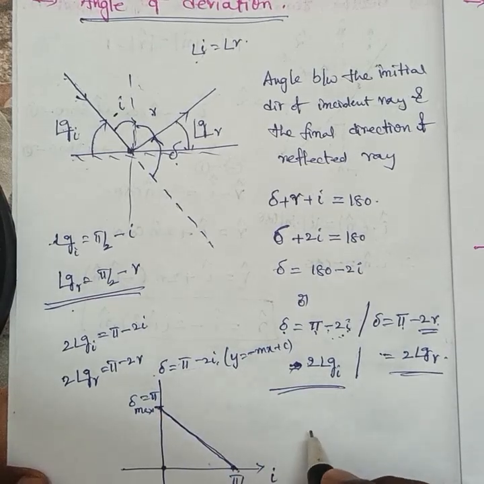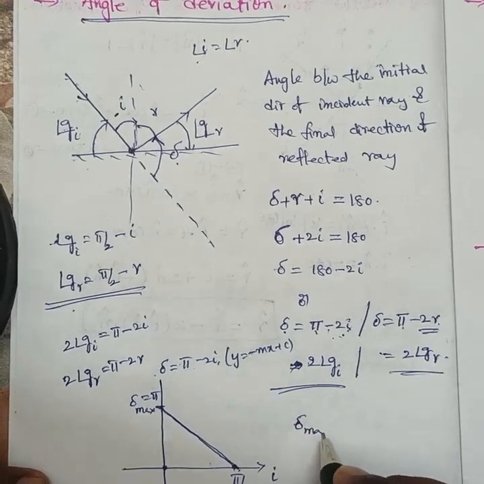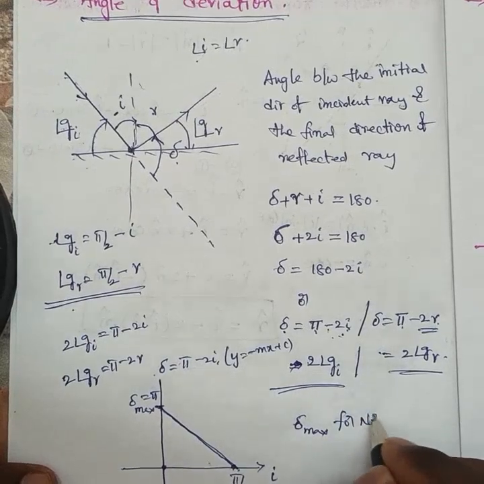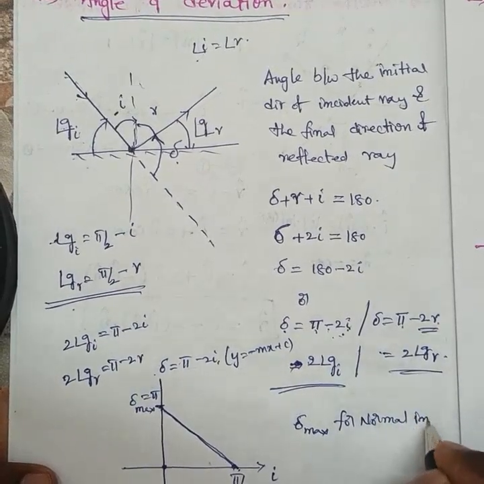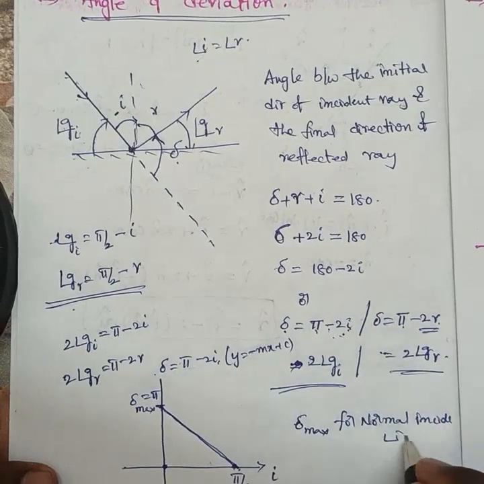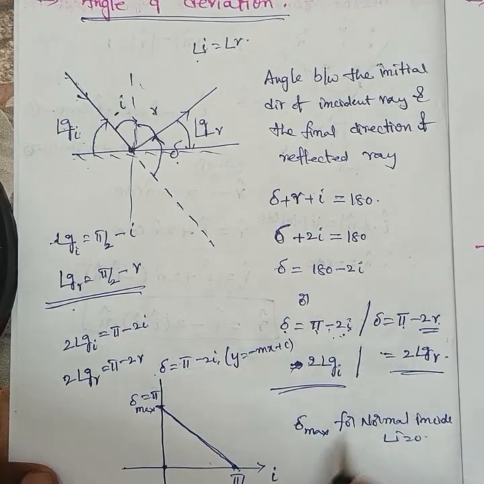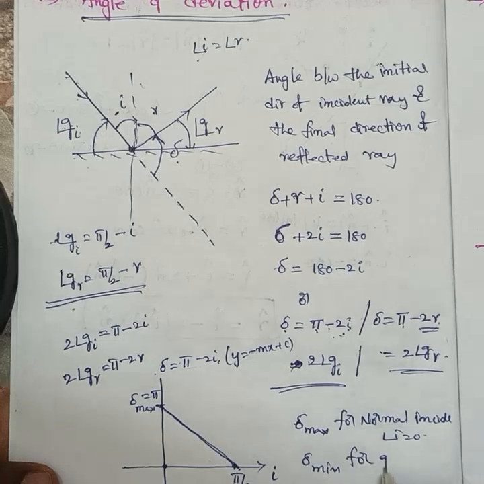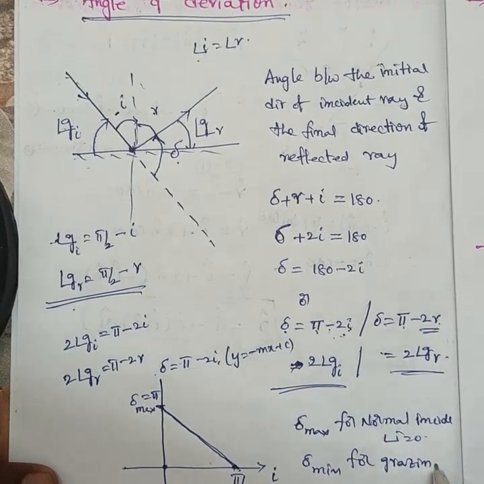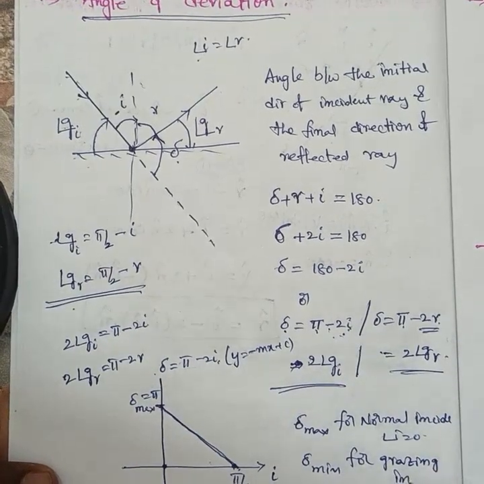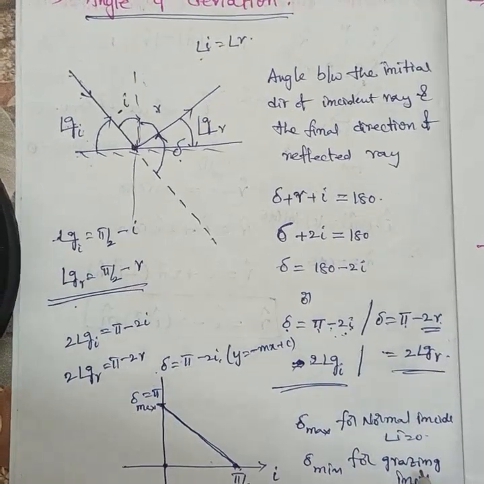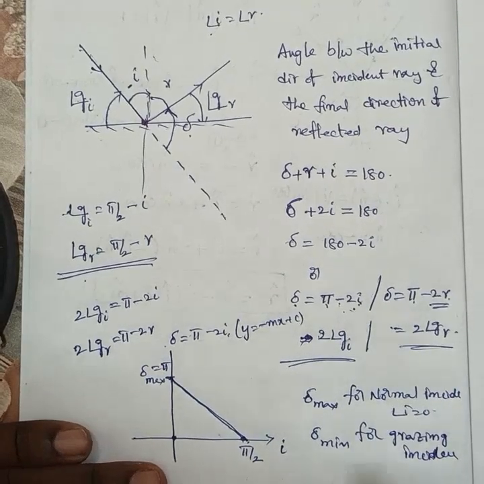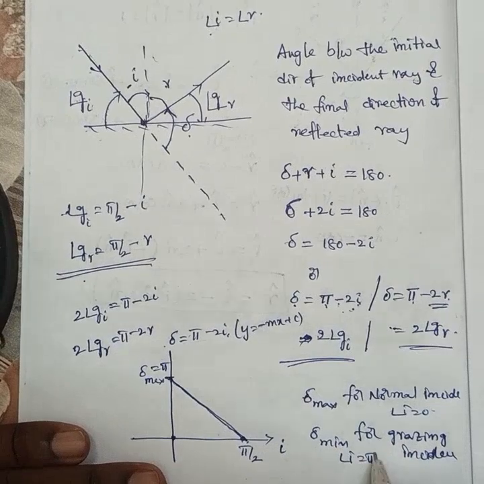So here deviation will be maximum for normal incidence, which means angle of incidence equals 0, and the deviation is minimum for grazing incidence. Grazing incidence means angle of incidence equal to 90 degrees.